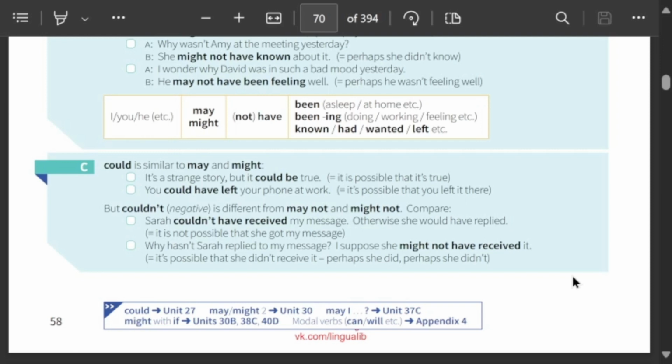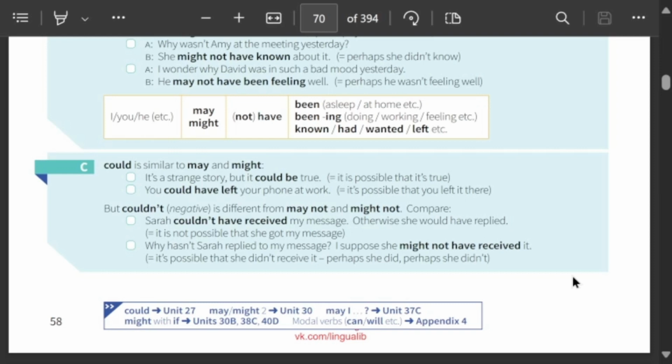Also works. But couldn't is different from may not and might not. So if it's negative, it's different. It's used differently. This is a little tricky. For example, Sarah couldn't have received my message. This shows that it's not possible. She couldn't have received my message. It's impossible. Okay? Otherwise, she would have replied. So if you use couldn't, it shows it was impossible.